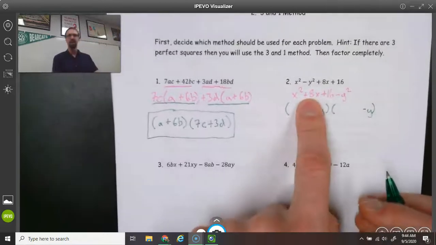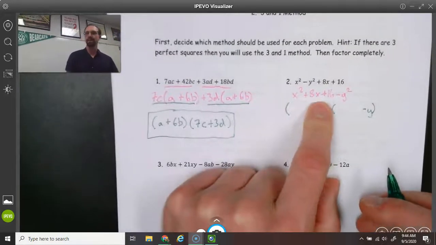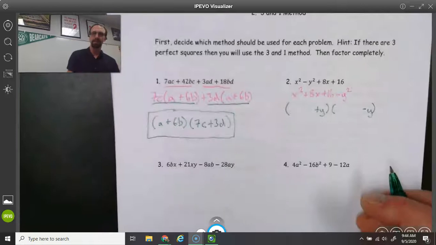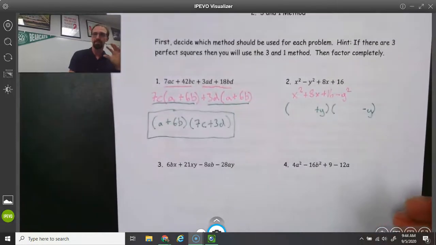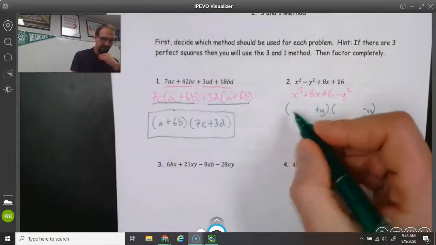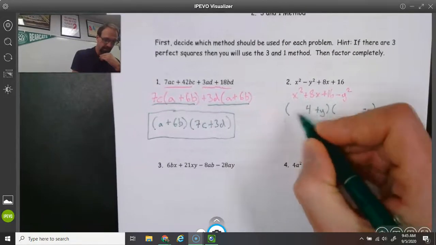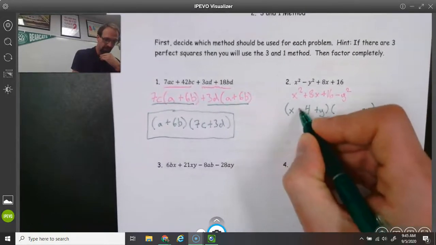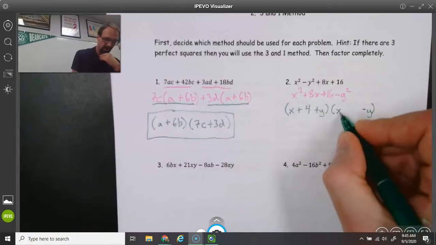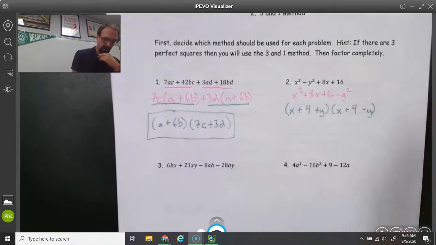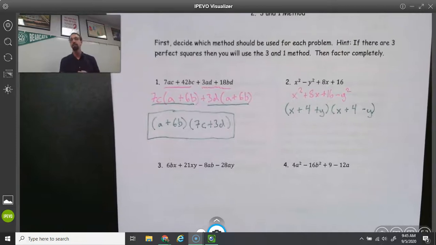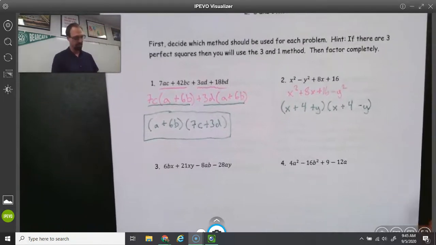Now to think about, for this x squared plus 8x plus 16 part, what's going to give me the values that, when I add them, when I multiply them together, is going to give me that 8x? Well, 16, if I take the square root of 16, that gives me 4. So this is going to be 4. So I have x plus 4 here, and then also x plus 4 here. So I have x plus 4 plus y, and then x plus 4 minus y.